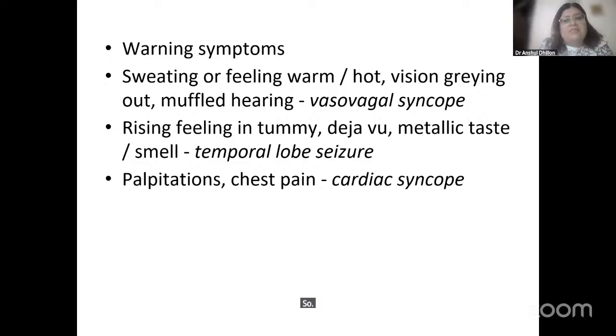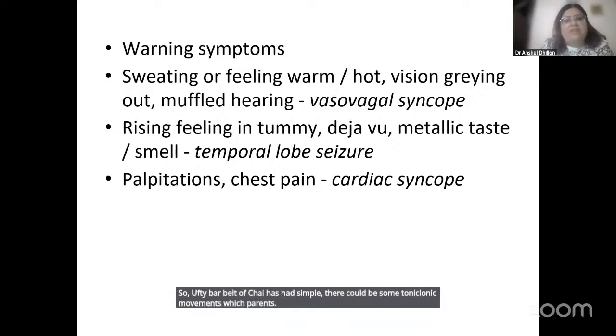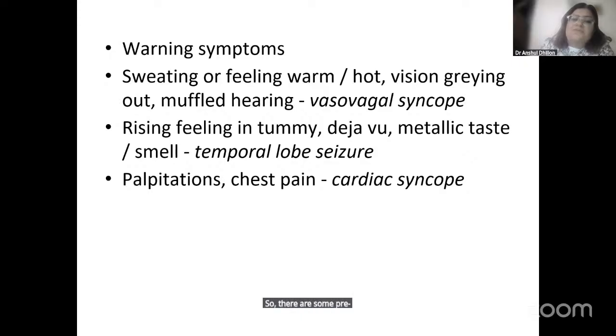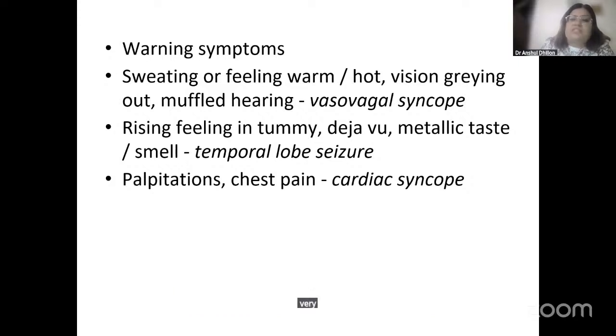Once the child has had syncope, there could be some tonic-clonic movements which parents, teachers, and whoever is looking after the child will witness, and they feel that it was a seizure, but it is not a seizure, it is a seizure mimic. There are some pre-ictal symptoms, like an epigastric rising feeling in the tummy or a metallic taste. That could be a pre-ictal symptom for a real epileptic seizure. Or in cardiac syncope, if the child had very profound palpitations or chest pain, there could be a cardiac syncope.